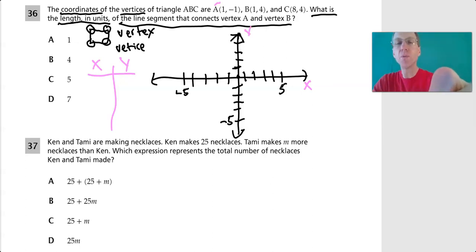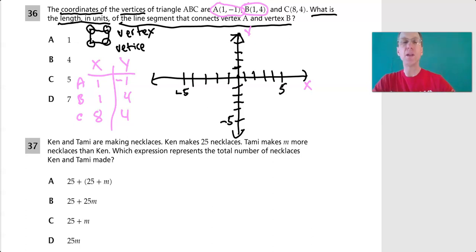The first one is over 1. So if I put them on this little chart here, it's 1, -1. That's going to be A. B is 1 and 4. And C is 8 and 4. But I don't think we have to even worry about C. We're just worrying about these two, okay? So we're going to graph A and B, the coordinates of the corners of this triangle. We don't need to graph C because it asks what is the length in units of the line segment that connects vertex A and B, in other words, that part of the triangle. So let's do this one.